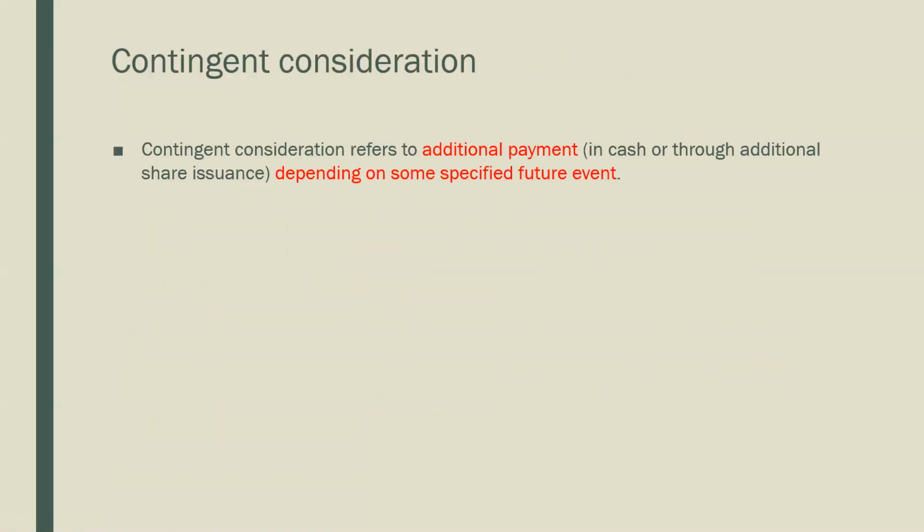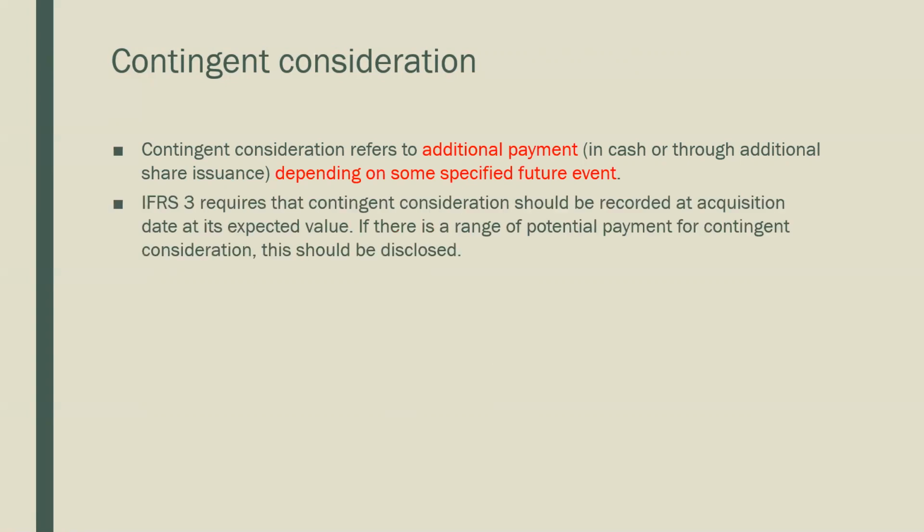Contingent consideration refers to any additional payment, which could be in cash or through an additional issue of shares, that depends on some future specified event. Under IFRS 3, contingent consideration must be recorded at the date of acquisition at its expected value. So you must include some probabilities in calculating the expected value. If there's a range of potential payment, then that must be disclosed.